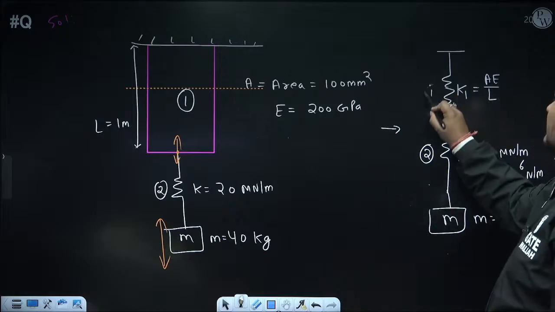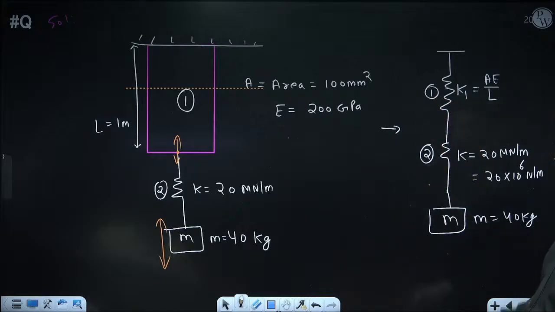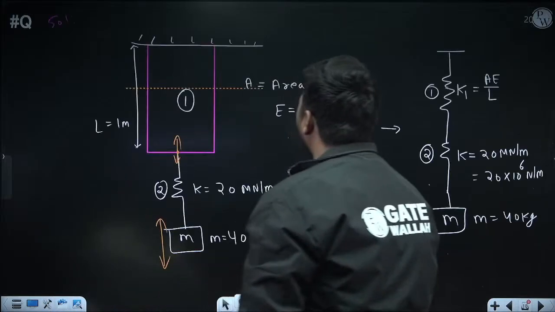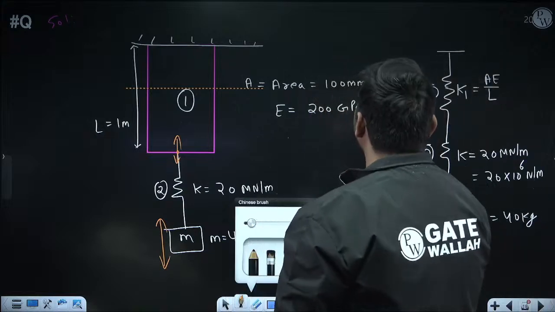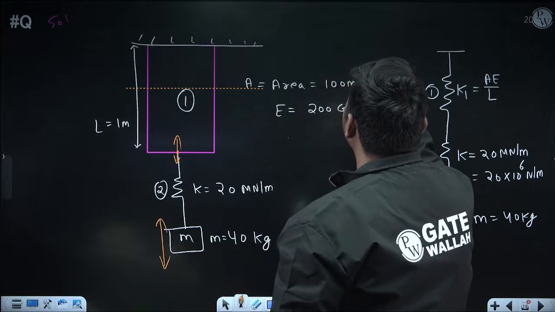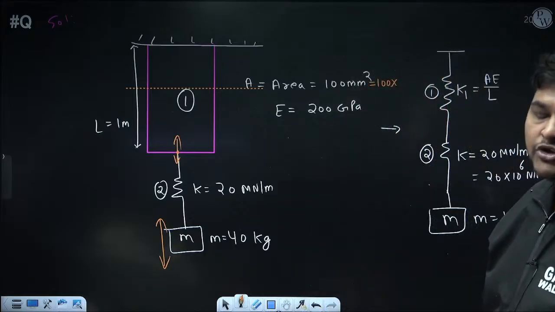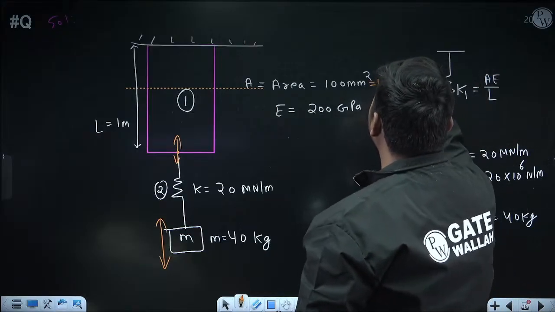This is spring 1. Now you can calculate K equivalent also, because 1 and 2 are in series. But before that, first calculate the value of K1, because K2 I know. K1 is AE by L. Now A is the cross-section area of the bar. It is 100 mm square. Convert this to meter square, because I am using SI units. 1 mm is 10 to the power minus 3 meter, and its square is 10 to the power minus 6 meter square.